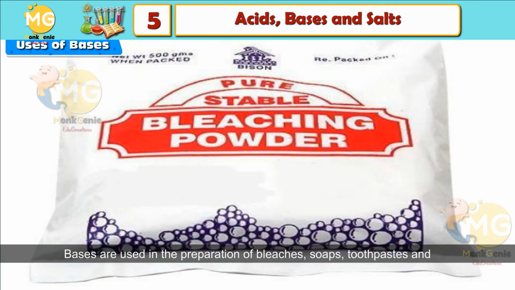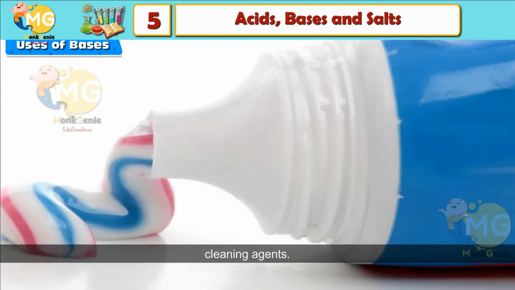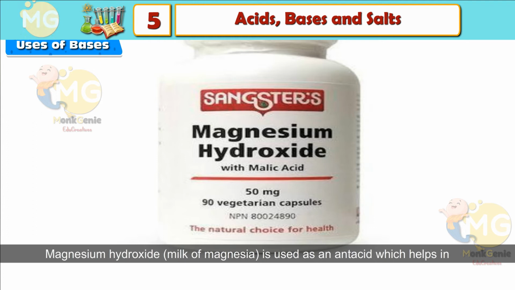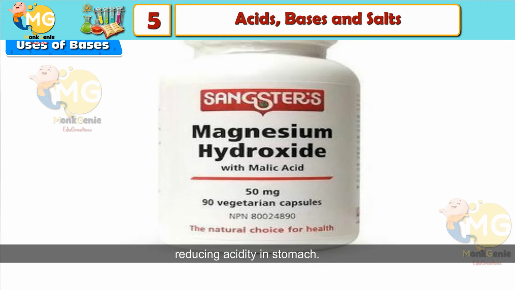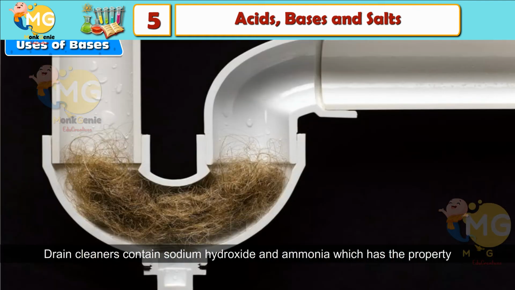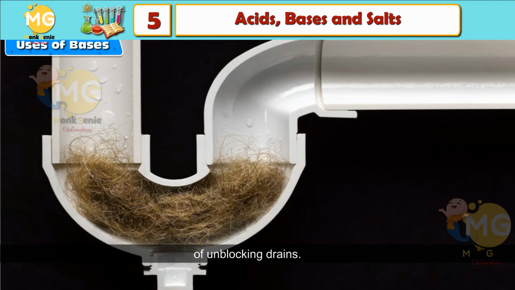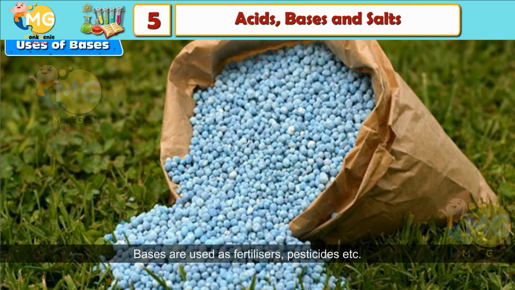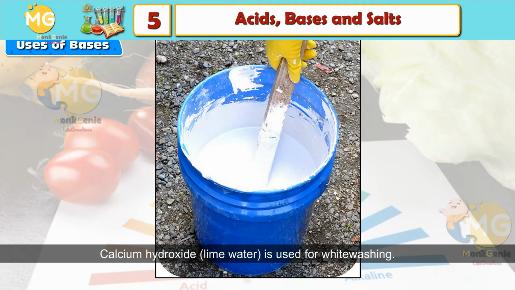Uses of bases. Bases are used in the preparation of bleaches, soaps, toothpaste and cleaning agents. Magnesium hydroxide, that is milk of magnesia, is used as an antacid which helps in reducing acidity in stomach. Sodium hydroxide is used for making soap, rayon and paper. Drain cleaners contain sodium hydroxide and ammonia, which has the property of unblocking drains. Bases are used as fertilizers, pesticides, etc. Calcium hydroxide, that is lime water, is used for whitewashing.